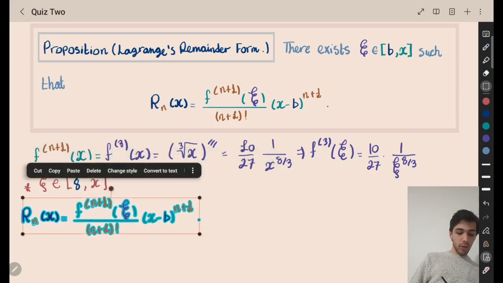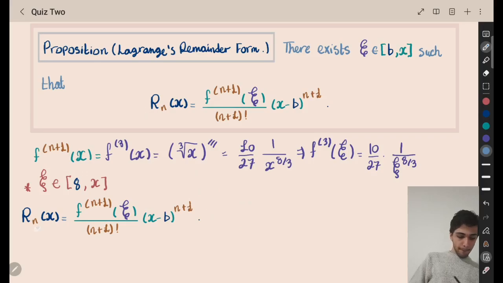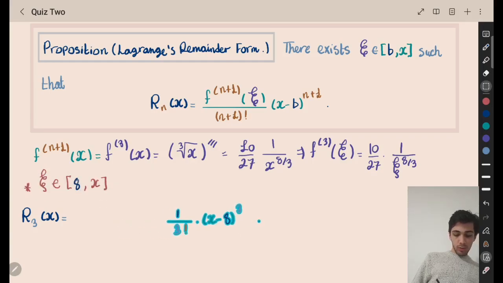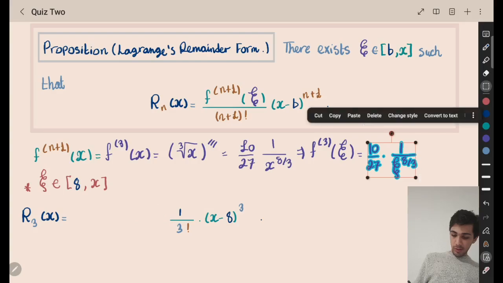We are now looking at the following. N plus 1 is equal to 3. B is equal to 8. And f3 of psi, maybe I'll write it on the side. It is equal to this expression.